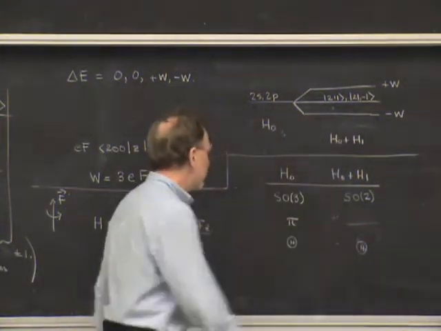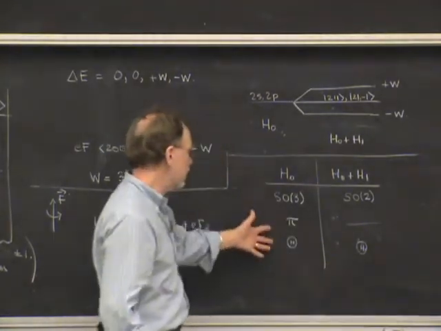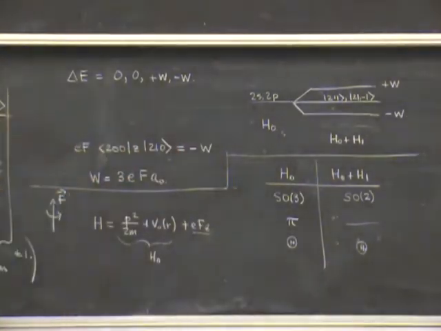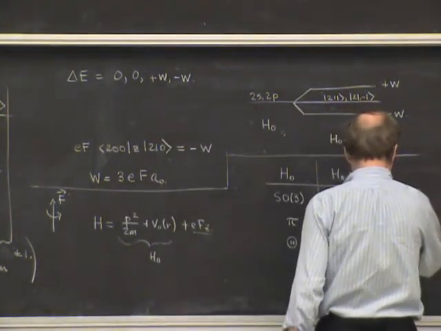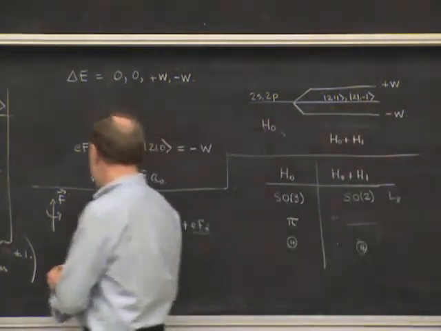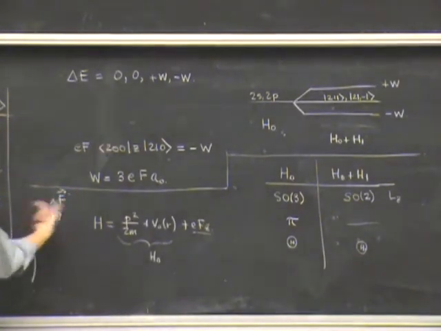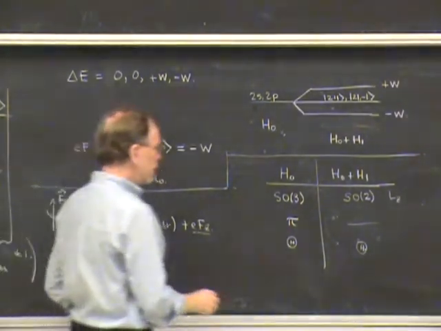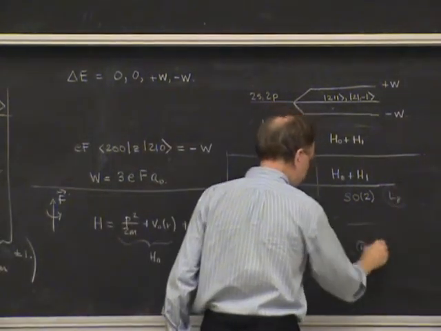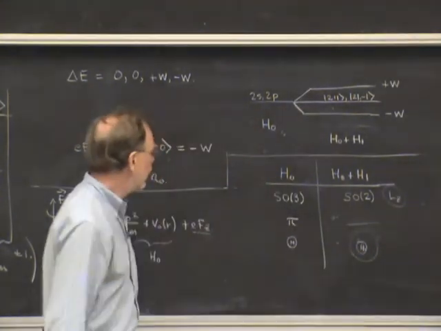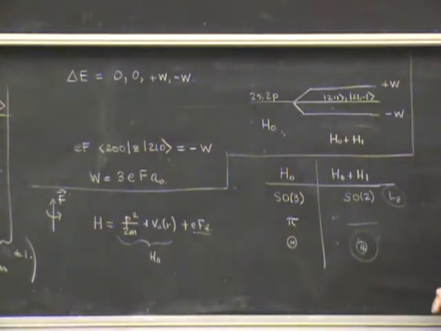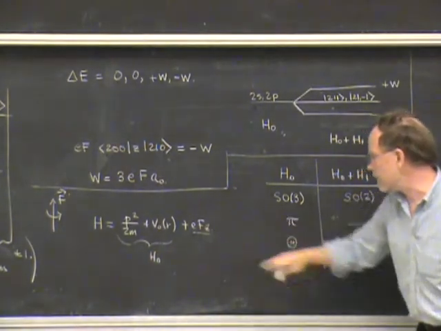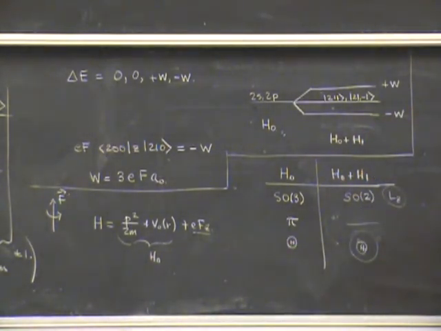So the symmetry of the perturbed system is less than the symmetry of the unperturbed system, but it still has some symmetry. SO2 here, by the way, is generated by LZ. It's the Z component of angular momentum, which generates rotations about the Z axis. So in terms of the interesting operators, they're LZ and theta for the fully perturbed system.